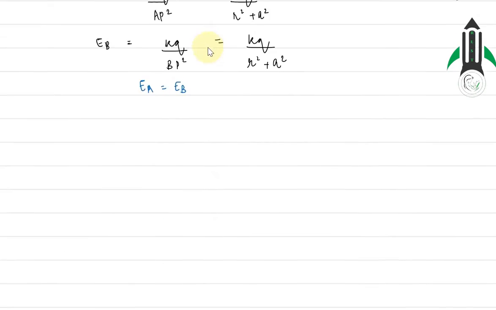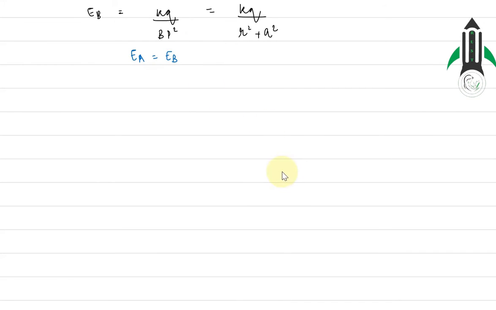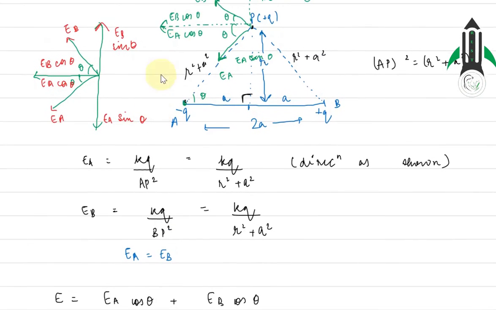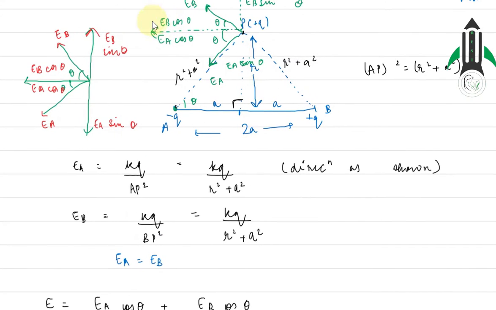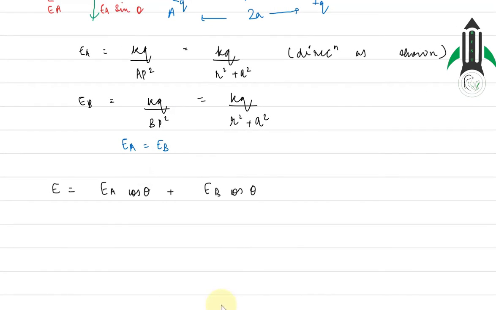So now the net electric field will be equal to E equals EA cos theta plus EB cos theta. The net electric field is the addition of these two. And as we have mentioned that EA and EB are equal here, so we can write it as 2EA cos theta or 2EB cos theta according to our preference.